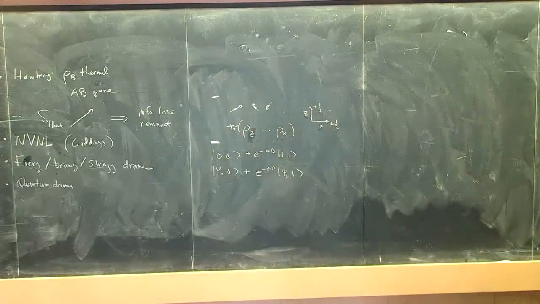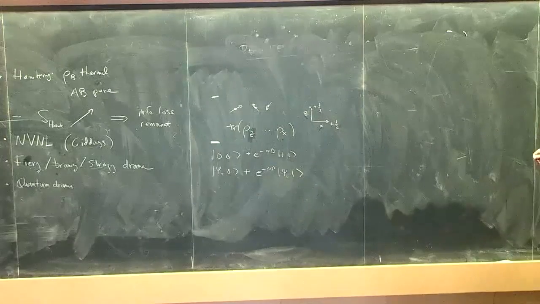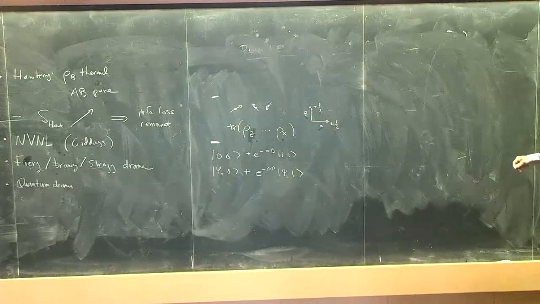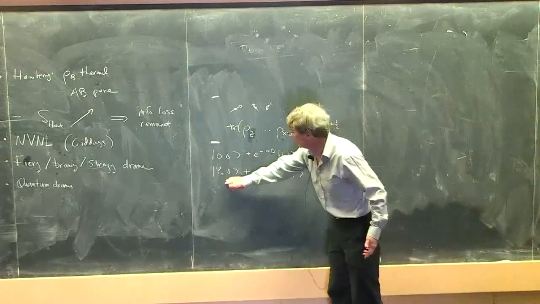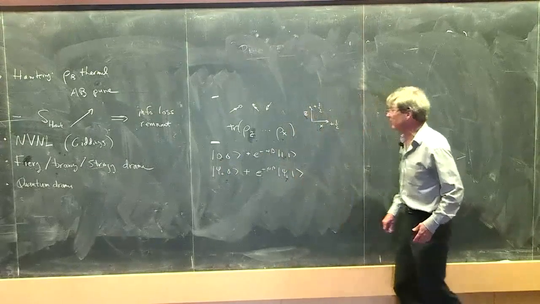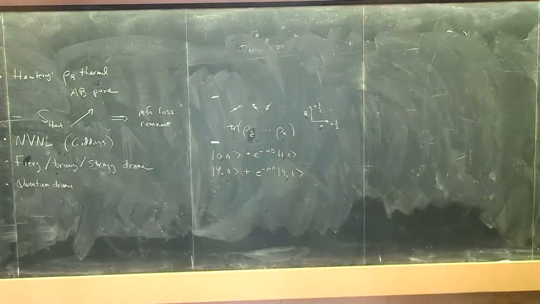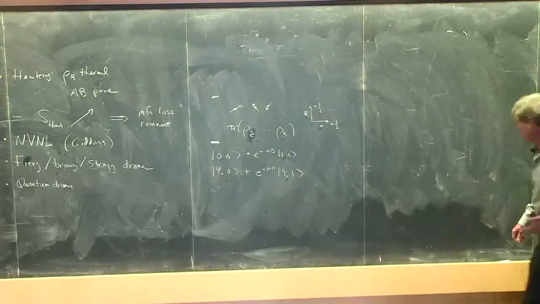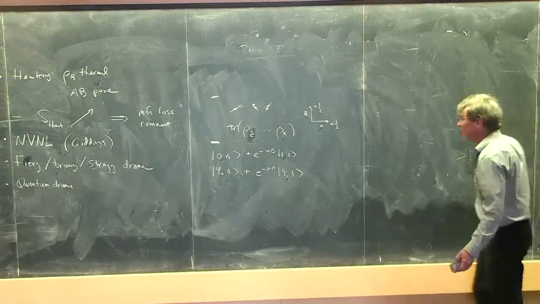And so this looks great. We identify this state with that state, and that state with that state, and everything is fine. We have infalling vacuum. The problem is, and the way I like to think about it is, what about this state?